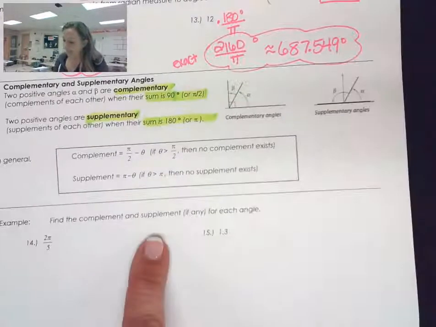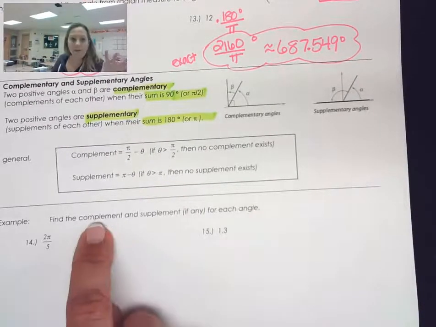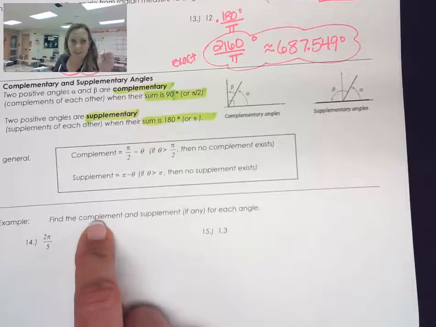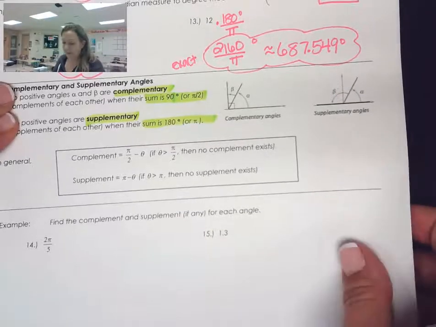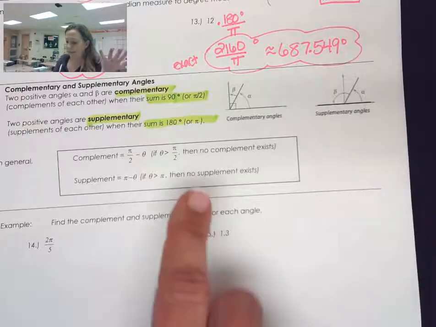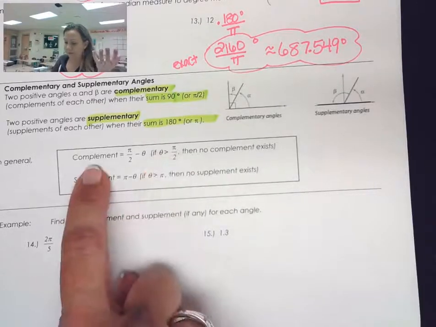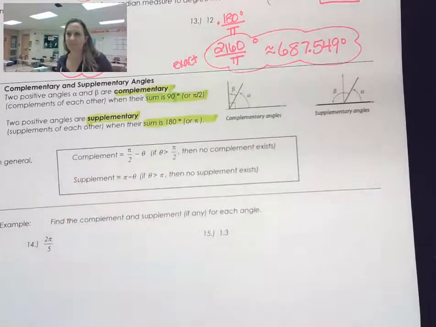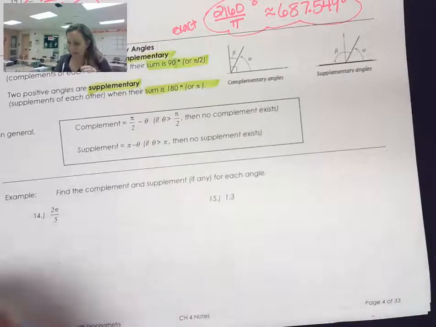So this asks us to find the complement and supplement, if any, for each angle. An angle might be like 130 degrees. That's not going to have a complement because it's defined as positive angles. So notice that complementary and supplementary angles have to be positive. So if you had something that was like 130 degrees, then that couldn't have a complement because it's too big. It's already more than 90. So let's find the complement and supplement for each angle.